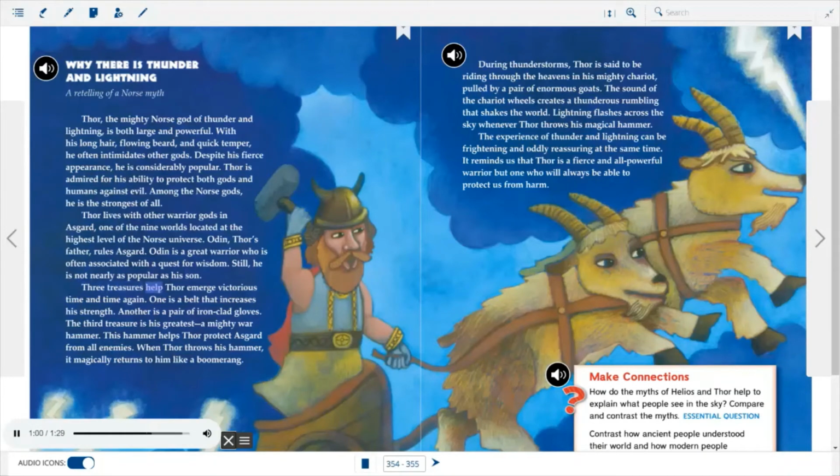3 treasures help Thor emerge victorious time and time again. One is a belt that increases his strength. Another is a pair of iron-clad gloves. The 3rd treasure is his greatest, a mighty war hammer. This hammer helps Thor protect Asgard from all enemies. When Thor throws his hammer, it magically returns to him like a boomerang.